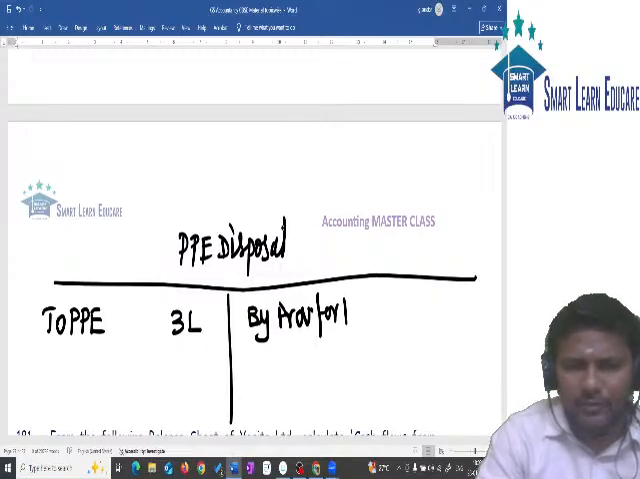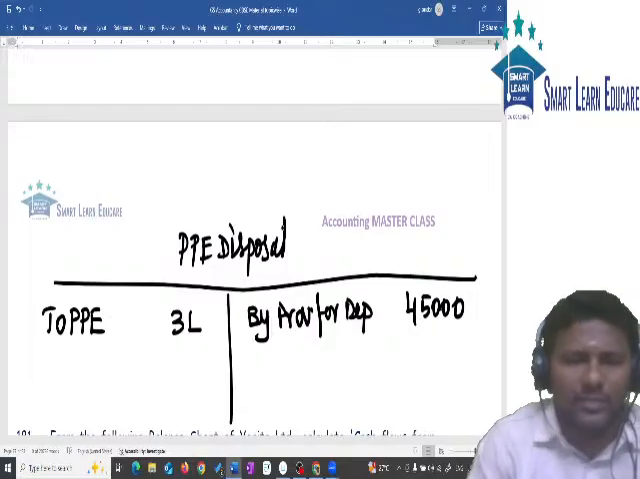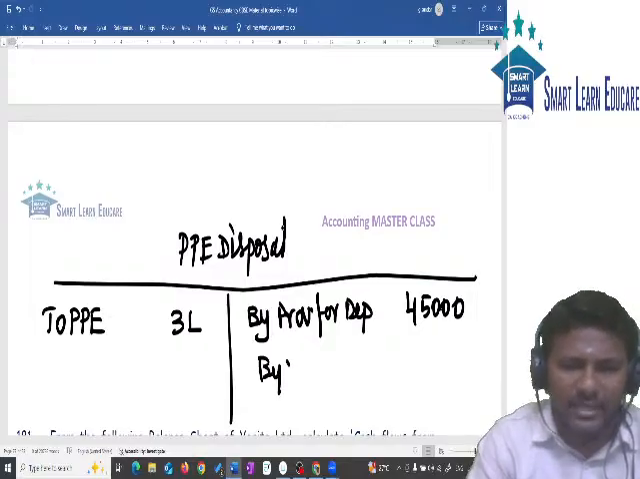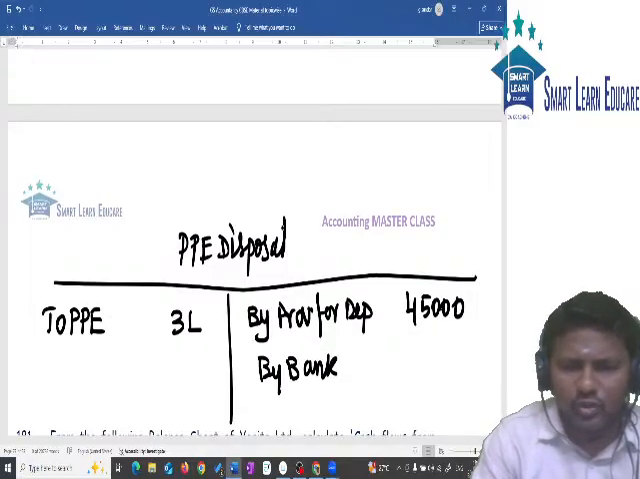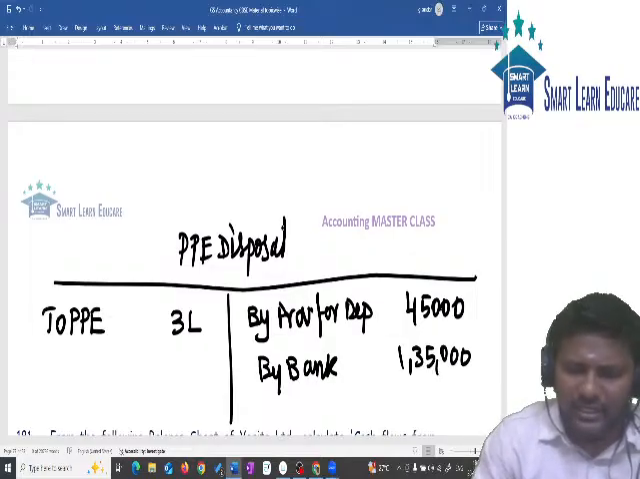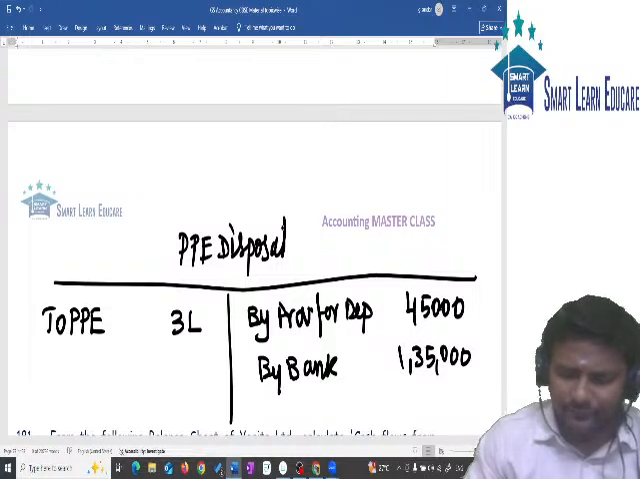This will give you the provision for depreciation. What is the amount of provision for depreciation? It is 45,000. And it is sold for how much amount? By bank it is sold for 1 lakh and 35,000, correct?